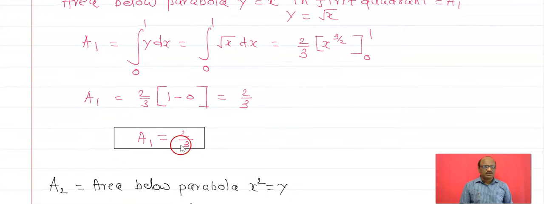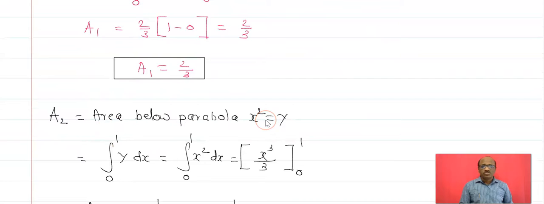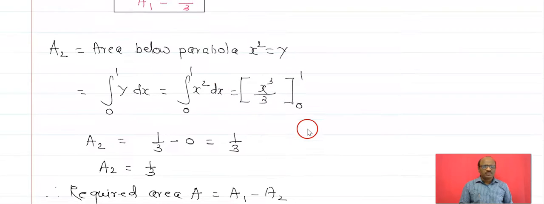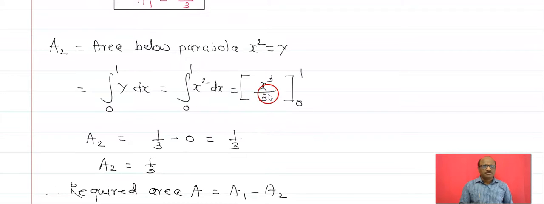What about A2? That is the area below the parabola x square is equal to y, the integral from 0 to 1 of y dx. That is the integral from 0 to 1 of x square dx, which is x cube upon 3 from 0 to 1. Now find its value. The integral of x square is x raised to 3 upon 3. Substitute x is equal to 1 and x is equal to 0. Therefore A2 is equal to 1 upon 3 minus 0, and that's why A2 is equal to 1 upon 3.